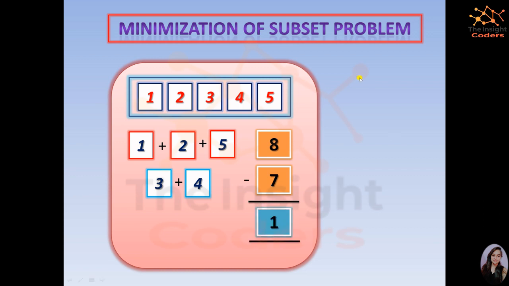What if I take 1 and 2 in the first subset and 3, 4, 5 in the second? The sum is 3, and the sum of 3 plus 4 is 7, 7 plus 5 is 12. 12 minus 3, it's 9. But I am getting 1 here. So I want to divide such that the difference of the two subsets should be minimum.